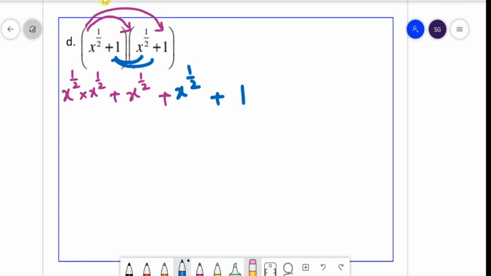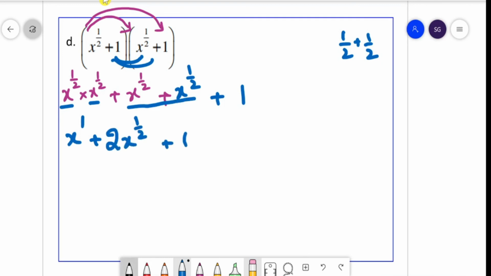So we have x to the power 1 over 2 times x to the power 1 over 2. We are multiplying same bases. We will add the powers 1 over 2 and 1 over 2. It's half and a half, 2 halves make 1, so that's x power 1 plus x to the power 1 over 2, x to the power 1 over 2. These are like terms, so that's 2 of them plus 1. We will write the final answer as x plus 2 times x power 1 over 2 plus 1.